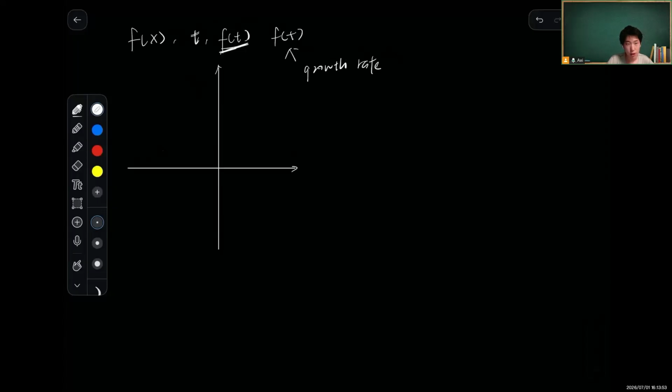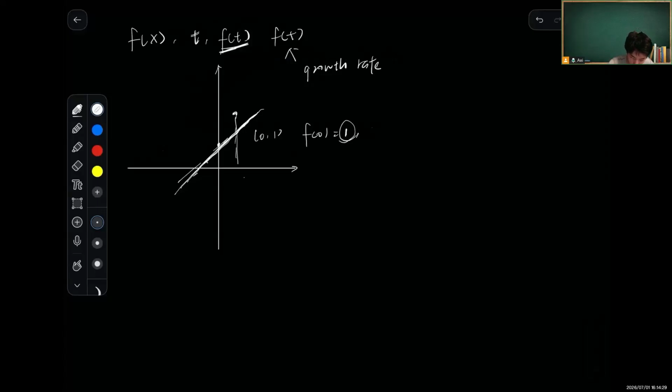So let's just give an example. For instance, assume the function passes through the point 0, 1. Then at this point, f of 0 is equal to 1. So the growth rate at this moment should be 1, right? This is the growth rate. And that means the tangency line over here should be 1. Then that means the true value of that point should lie somewhere above 1, like here.